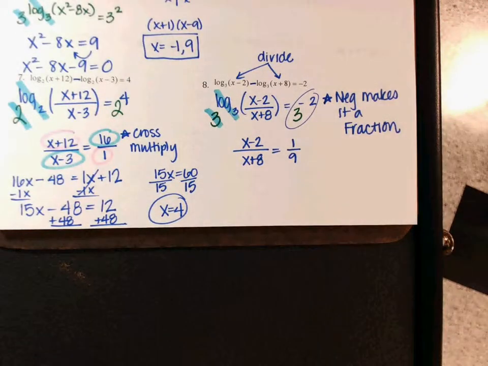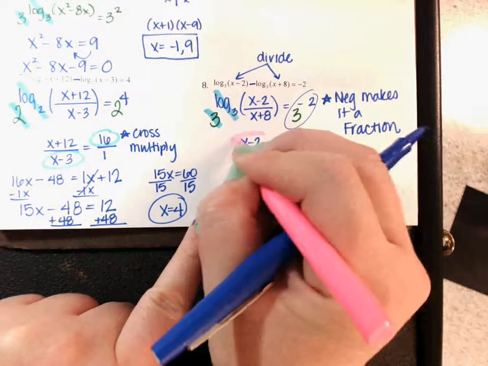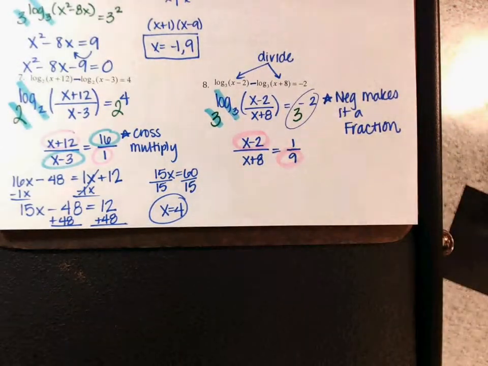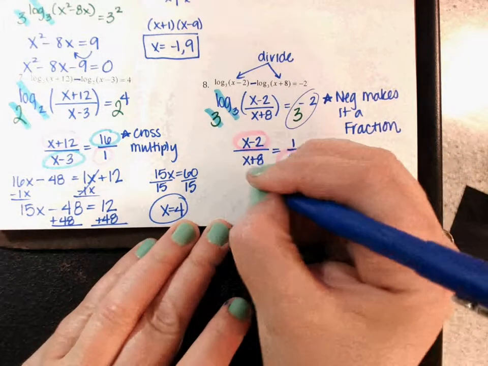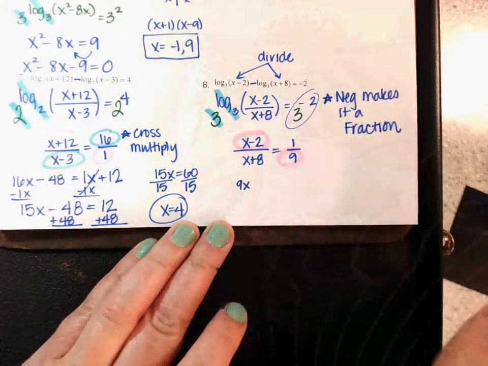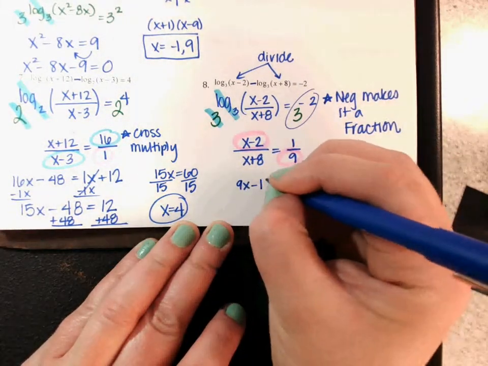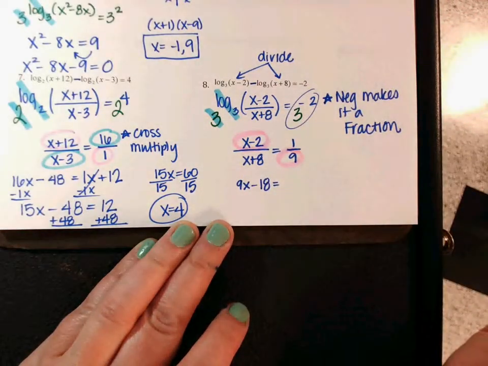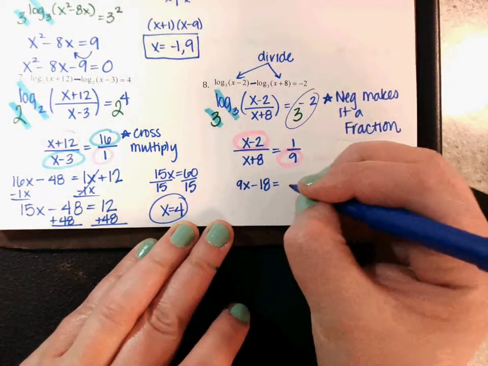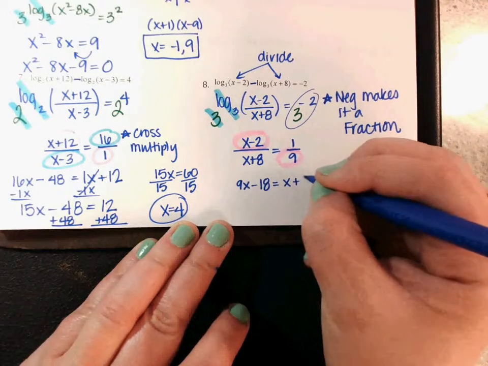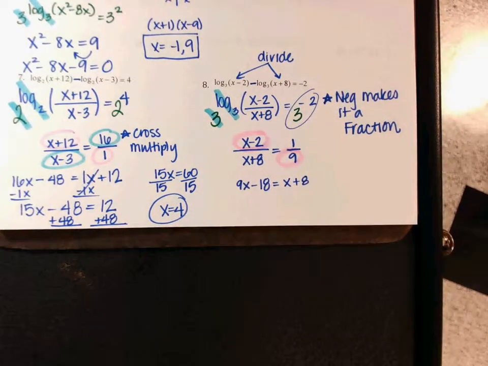And when you cross multiply, I would always pick the bigger number to do first. So I'm going to multiply the 9 diagonal first this time. What is 9 times x? 9x. What's 9 times minus 2? 18. On the other side, I'm timesing my 1. 1 times x is x. 1 times 8 is 8. And then from there, you just keep solving.